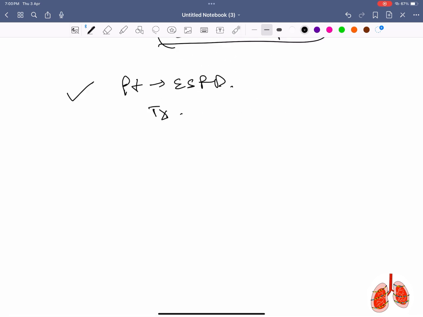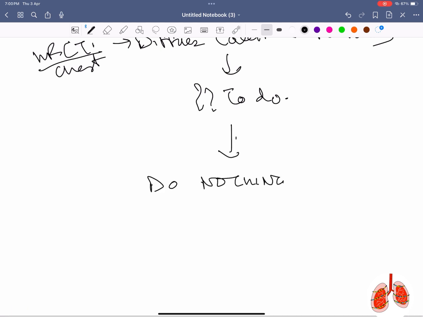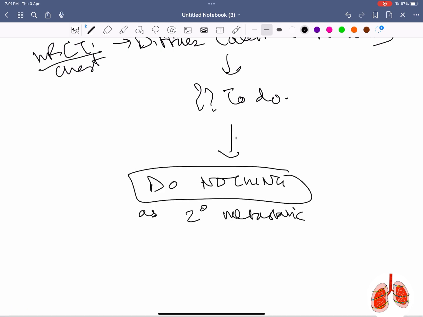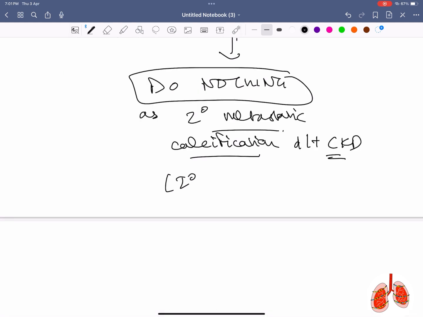End-stage renal disease patient planned for a transplant. On CT chest, it was found that the patient has diffuse calcified pulmonary nodules. What will you do? So the answer is do nothing, as it is a case of secondary metastatic calcification due to CKD, which happens due to secondary hyperparathyroidism.